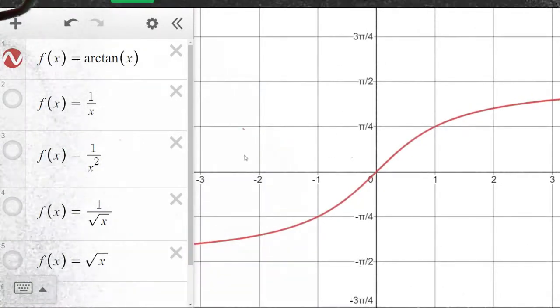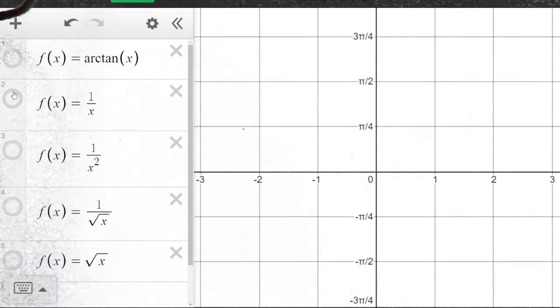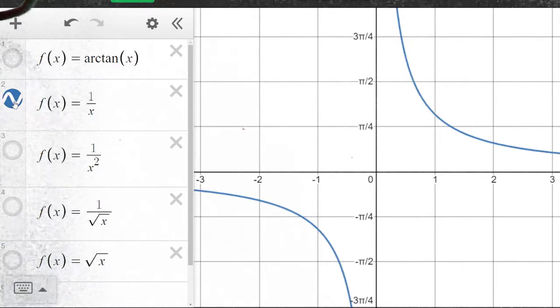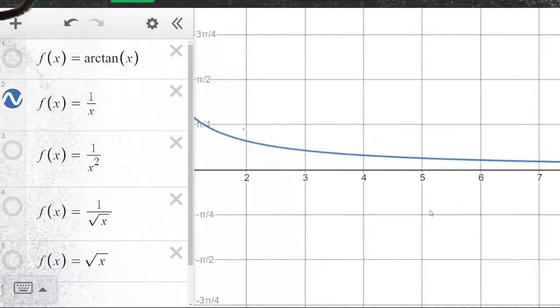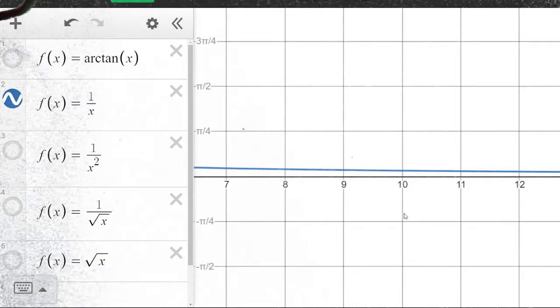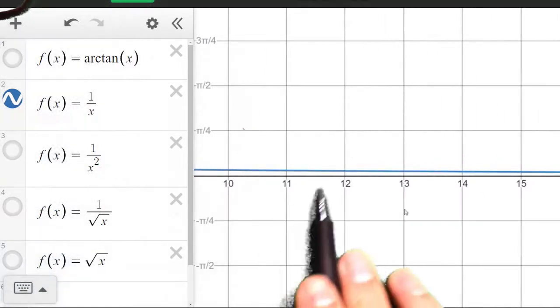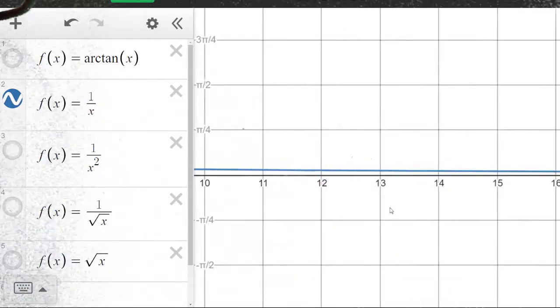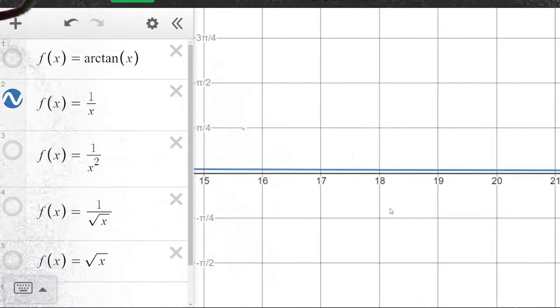Now, there's a few functions that we're going to want to keep in mind. They will help us make computations when we have to compute limits. And one of these is 1 over x. What would the limit as x goes to infinity of 1 over x be? Well, as I let x go to infinity, you can see that the graph is just getting less and less and less. It's getting smaller and smaller, and so it's going to 0.